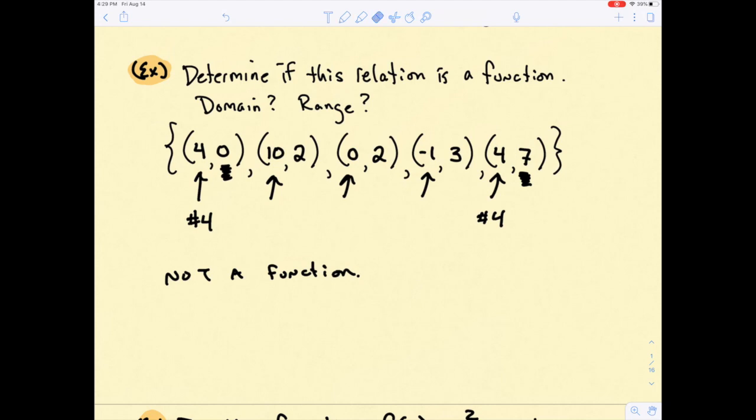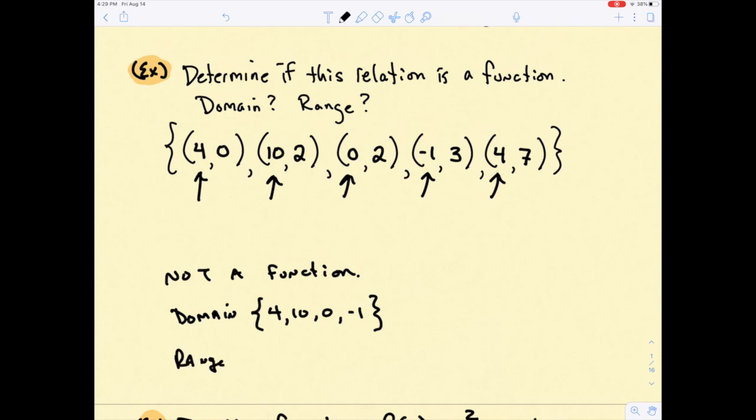Now, I'm going to take this out because that doesn't really apply to the second piece, which is what the domain and the range are. So the domain is just a list of numbers that come first. So 4, 10, 0, -1. And I'm not going to list the 4 again. So the domain is that set of numbers. The order doesn't really matter so much.